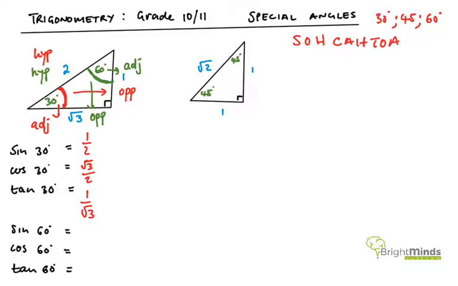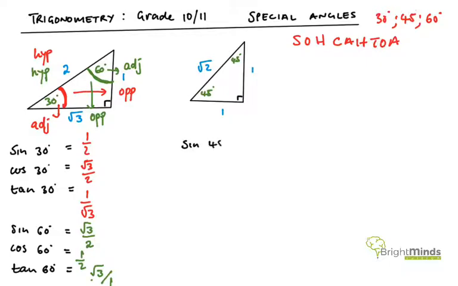I want you again to pause the video and write your sine of 60 degrees, cos 60, and tan of 60. Right, you should find root 3 over 2 for sine 60 degrees. Cos of 60 should be 1 over 2, and tan of 60 degrees should be root 3 over 1.